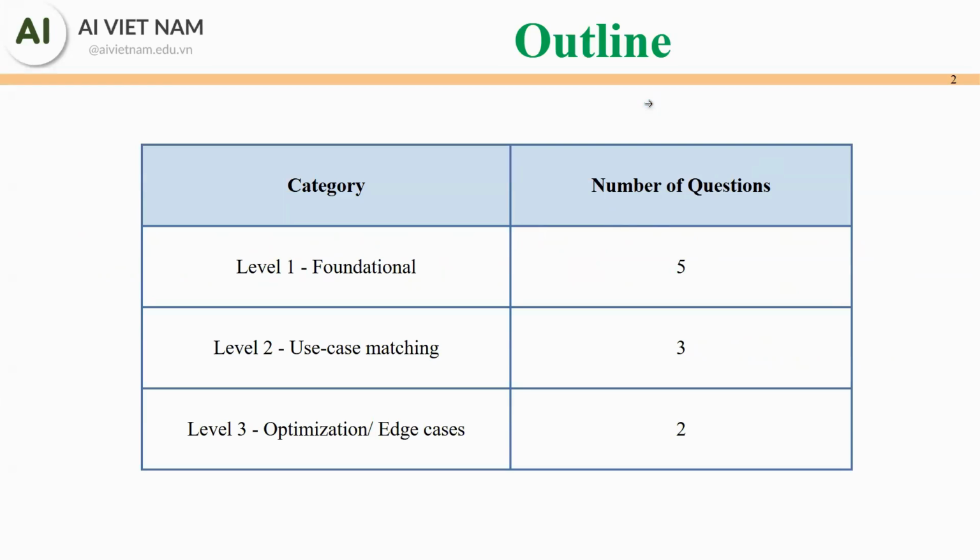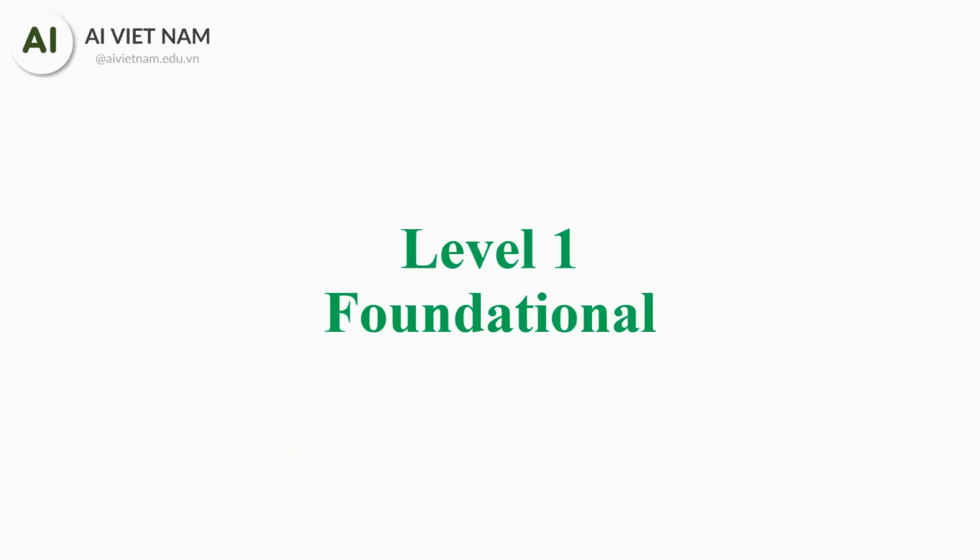I will talk first about the outline. We have a total of three categories. The first one is the foundational level, which is the easiest phase. This category has a total of 5 questions. Level 2 is for some use case matching, and it has a total of 3 questions. And the last one is quite harder, which is optimization and edge cases, and it has a total of 2 questions. So we will first go through the 5 quizzes of foundational.